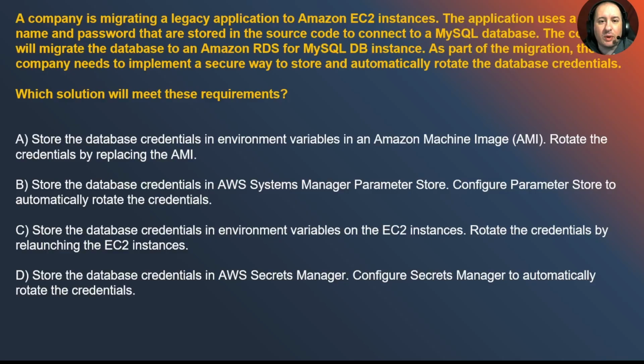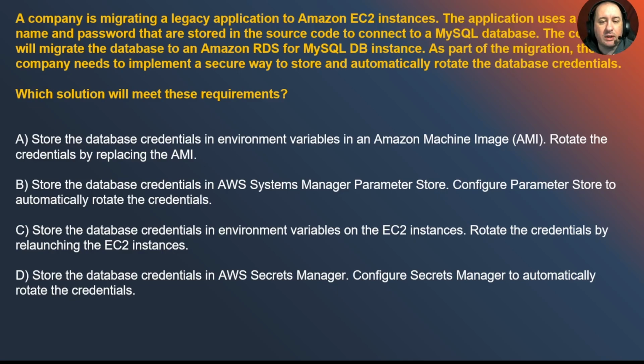So here's an example question from an AWS Developer Certification. Let's go ahead and go through it together, and then we'll look at the right answer and the incorrect answers. The question says that a company is migrating a legacy application to Amazon EC2 instances. The application uses a username and password that are stored in the source code to connect to a MySQL database. The company will migrate the database to an Amazon RDS for MySQL DB instance. As part of the migration, the company needs to implement a secure way to store and automatically rotate the database credentials. Which solution will meet these requirements?